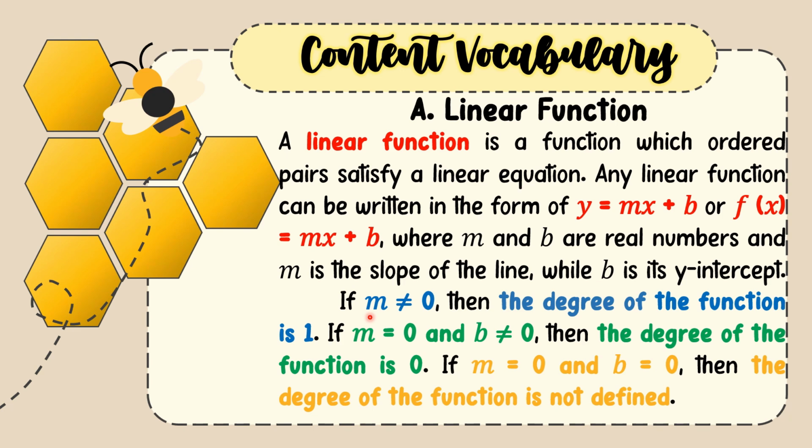If m, or the slope, is not equal to 0, then the degree of the function is 1. If the slope is equal to 0 and the y-intercept is not equal to 0, then the degree of the function is 0. If both slope and y-intercept are equal to 0, then the degree of the function is not defined.